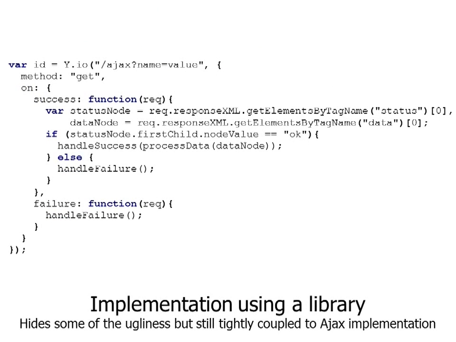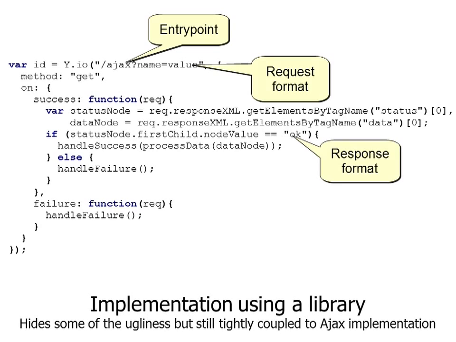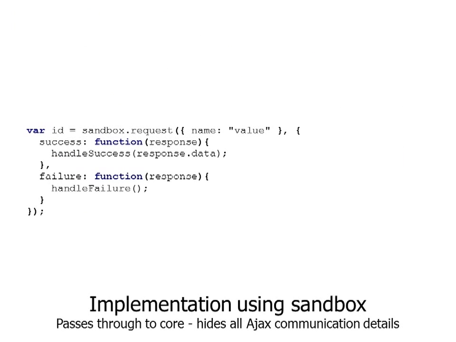Which is kind of crappy because if any of those change, that means you have to go back into your code and change it. Implementation using a library, people say, is a little bit better because it abstracts a little bit, but you still end up with the entry point and the request format and then the response format. Right? All of that stuff that you still need to deal with. And then on top of it, you have a reference to the library, which also makes it a little bit more tightly coupled to the library than you probably want. So what you want to go for is something like this.